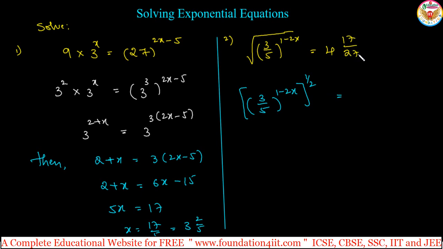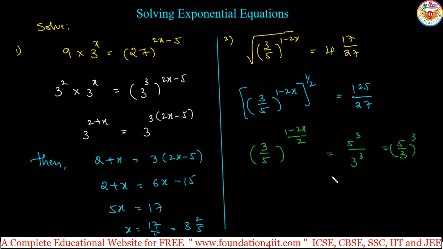Mixed fraction convert into improper. There is 125 by 27. You'll get the same base while solving. Now 3 by 5 all to the power, multiply the powers, 1 minus 2x by 2. Same way check. Can you make 125 and 27 some power of 3 and 5 as base? Yes, we can make. 125 is 5 cube by 27 is 3 cube. That's nothing but 5 by 3 whole cube.